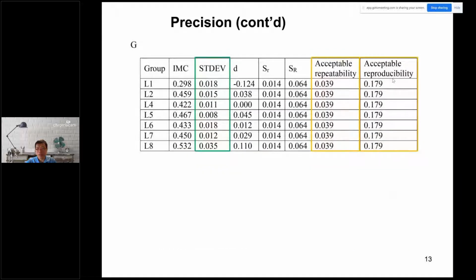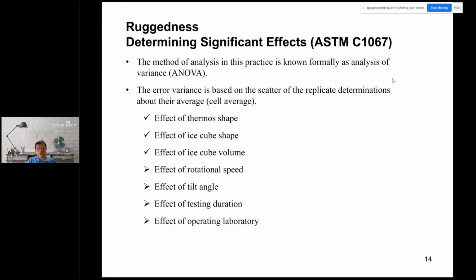So these are the 7 commercial liquid deicers plus the 3 analytical grade chemicals. Now, another aspect is the ruggedness of the test protocol. Is the test too sensitive to any parameter in the process? The ideal situation is that it's not sensitive, and therefore it's very robust.